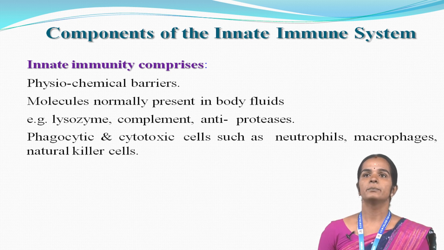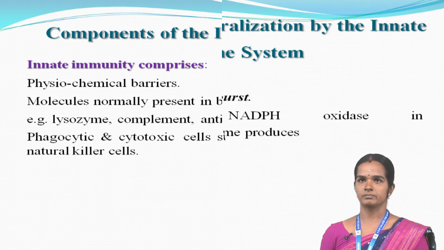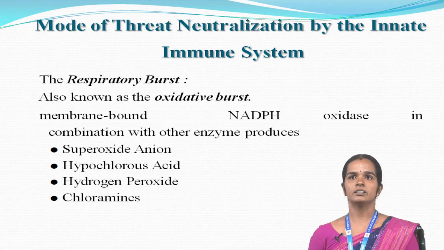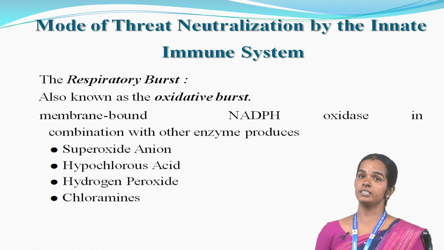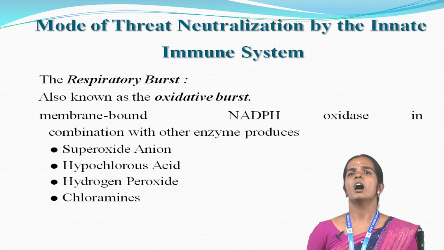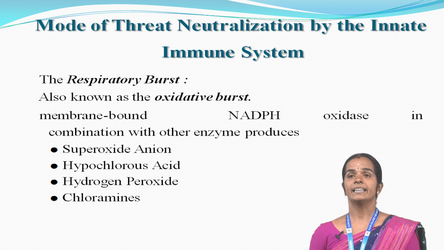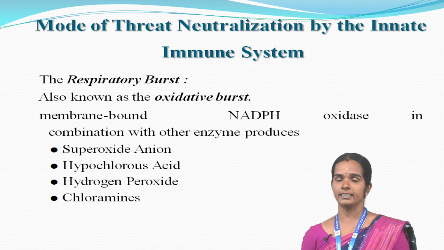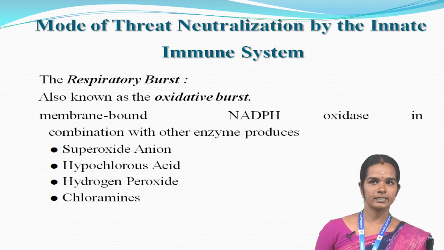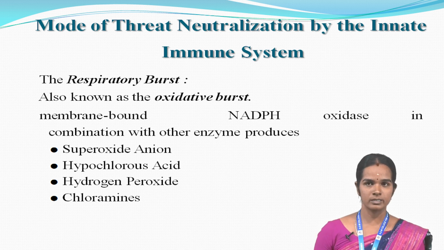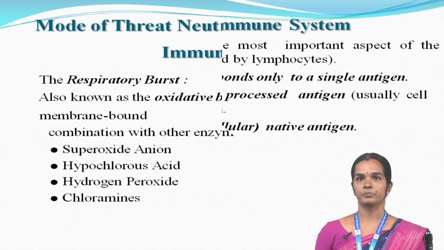These are the biological and chemical physical actions of the immune system. Most threat neutralization is done by the innate immune system. First of all, we see the respiratory burst, also known as the oxidative burst. Membrane bound NADPH oxidase in combination with other enzymes produces superoxide anion, hypochlorous acid, hydrogen peroxide, chloramines.